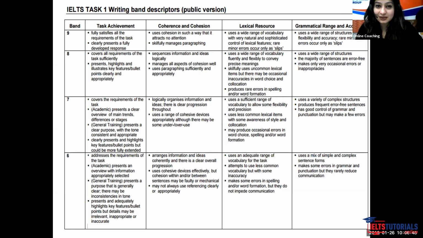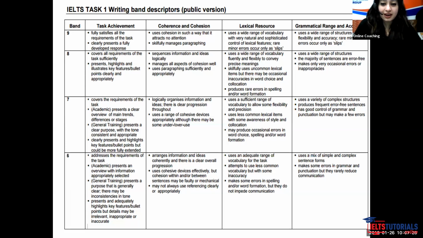Okay, now see, what does lexical resource here mean? It means that you're using a wide range of vocabulary fluently and flexibly to convey the precise meaning. That means you're using correct vocabulary and you've spoken it fluently, you're flexible enough for this, and you've used appropriate words. Okay, skillfully uses uncommon lexical resource, but there may be occasional inaccuracies in word choice and collocation. Now, what does collocation mean? Collocation is nothing but your group words, like slightly more, basically adverb plus verb or verb plus adjective is your collocation.